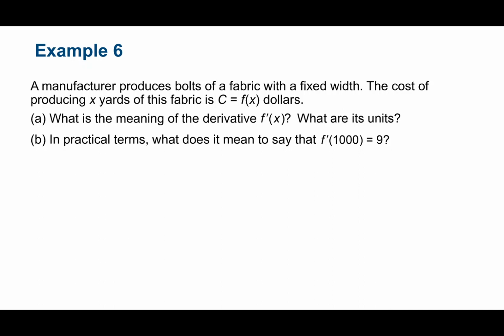So let's look at this one. It says a manufacturer produces bolts of a fabric with a fixed width. The cost of producing x yards of this fabric is C, which we've got a function for, f of x, dollars. So part a, we want to know what's the meaning of the derivative. What's our interpretation of the derivative there, and what are the units?